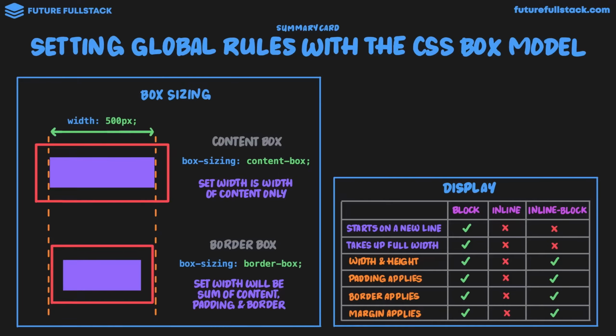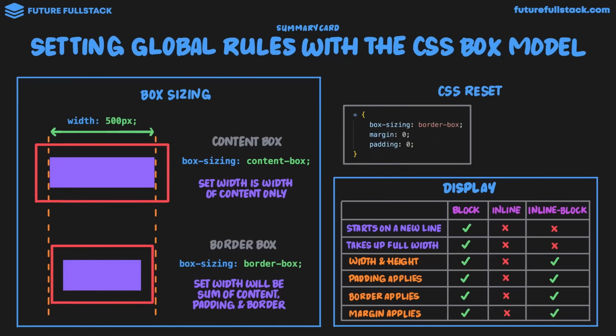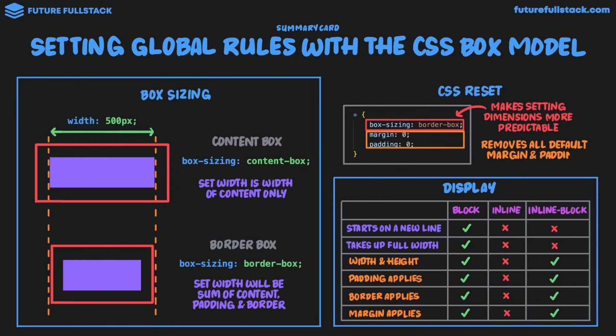In this chapter, we learnt about CSS reset. We saw that we use the universal selector to reset styling rules that come default in the browser. The first rule we add is box sizing border box, and this makes setting dimensions more predictable, and margin 0 and padding 0, which removes all default margin and padding in the browser.